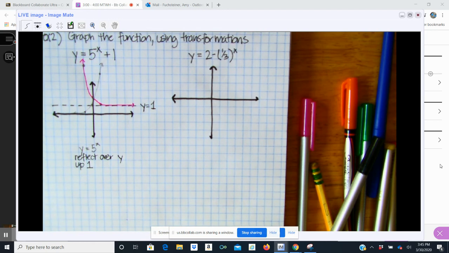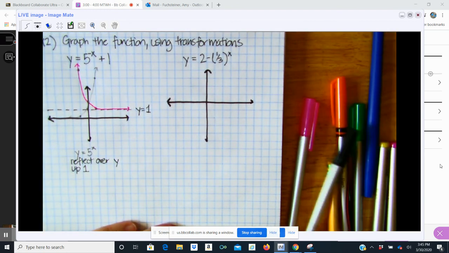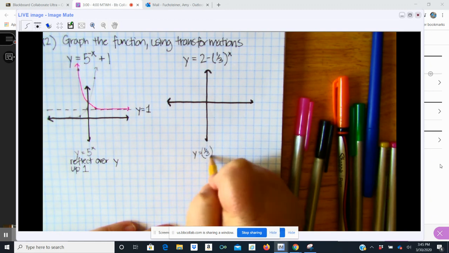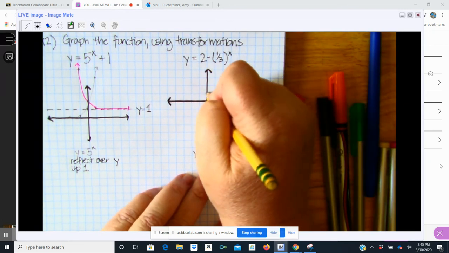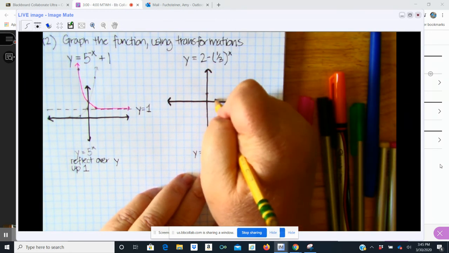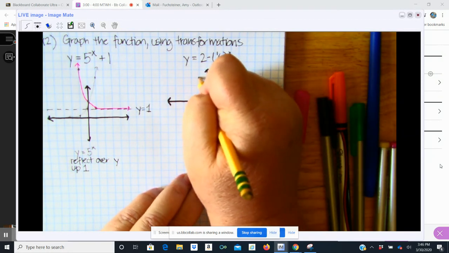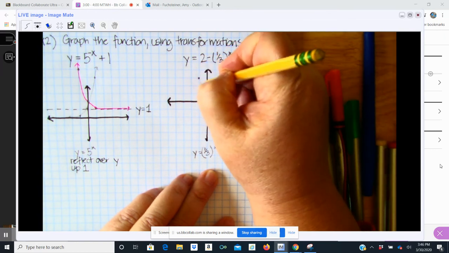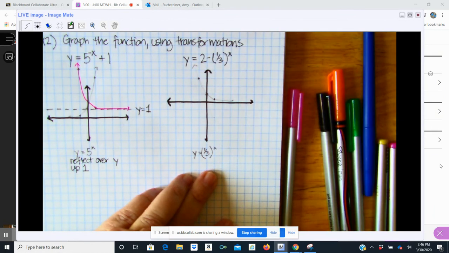Okay, we've got y equals 2 minus (1/3) to the x power. I'm going to look at my base function here, y equals (1/3) to the x. I'm going to have a (0, 1), (1, 1/3), and (-1, 3). And I know that this would, in general, be my base function, or the original function.